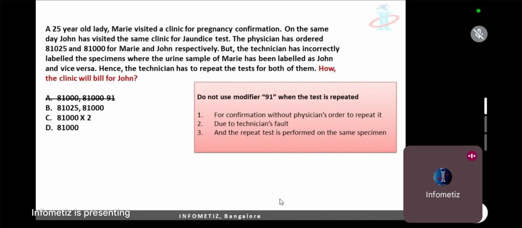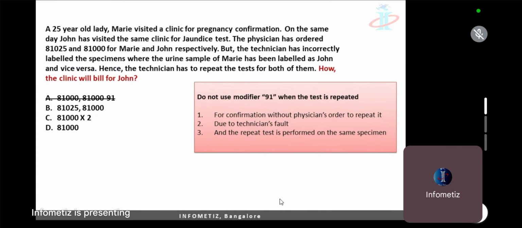What do you think? A 25-year-old lady Mary visited a clinic for the pregnancy confirmation. On the same day, John has visited the same clinic for jaundice test. The physician has ordered 81025 and 811 for Mary and John respectively, but the technician has incorrectly labeled the specimen where the urine sample of Mary has been labeled to John. Now John is pregnant.